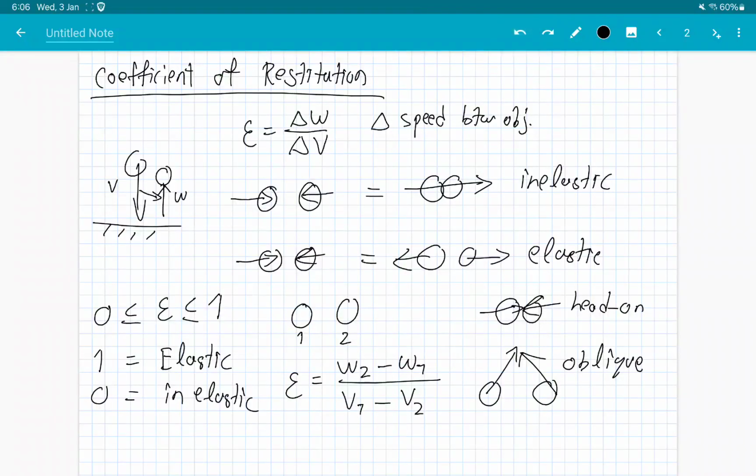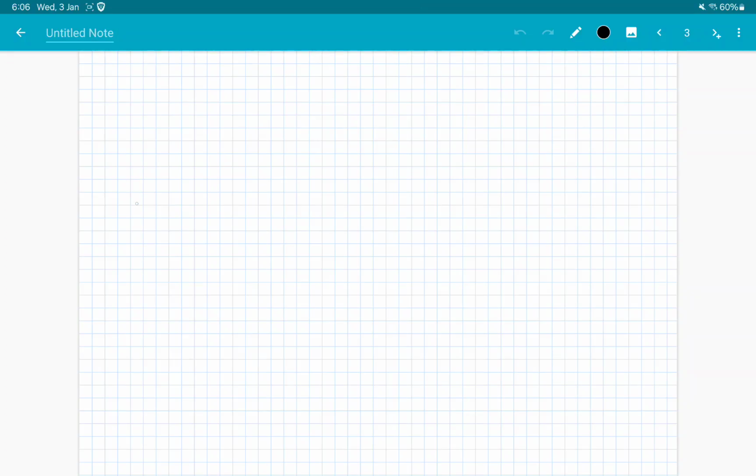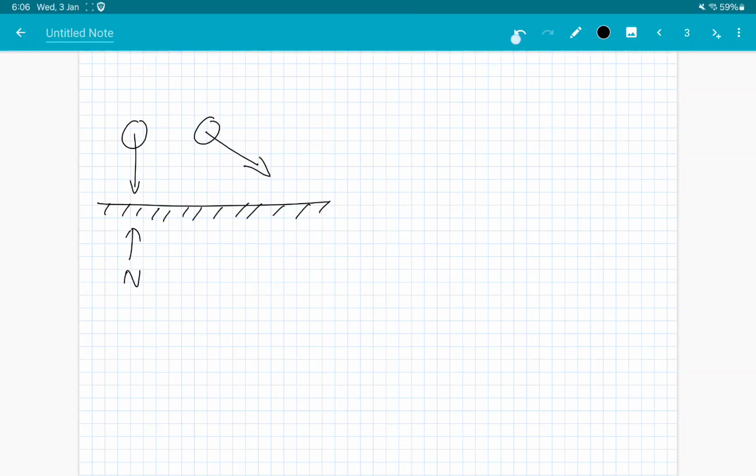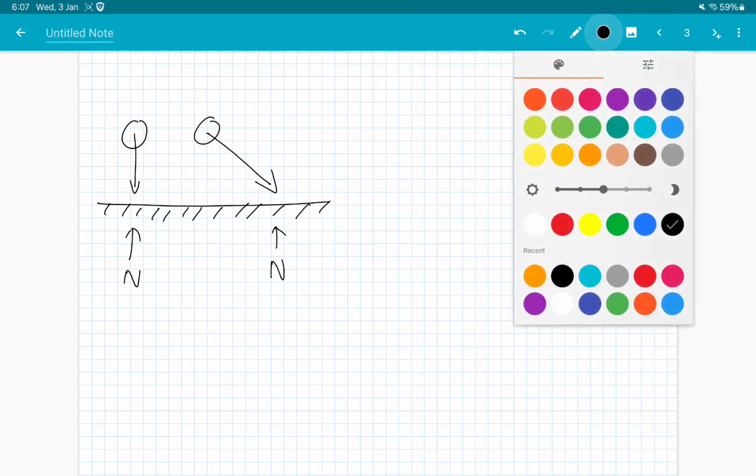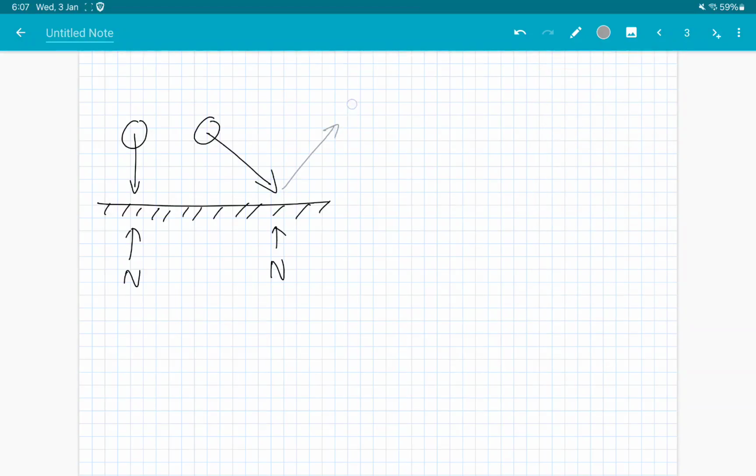And one of the things you need to understand is that when you throw a ball vertically, the ground exerts a reaction force of N. However, if you throw a ball at an angle, the N is also still vertical, and even though your ball is now moving at an angle, it bounces perpendicular to the ground. It bounces against the ground, and it bounces like this.